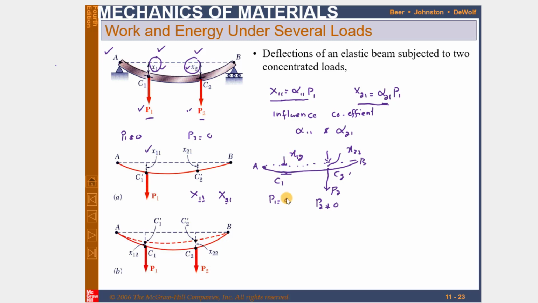x12. Now this x12 will be equal to alpha 12 into P2, and this x22 will be equal to alpha 22 into P2. Again, this alpha 12 and alpha 22 are known as influence coefficients. Now we have deflection due to load P2 as x12 and x22.